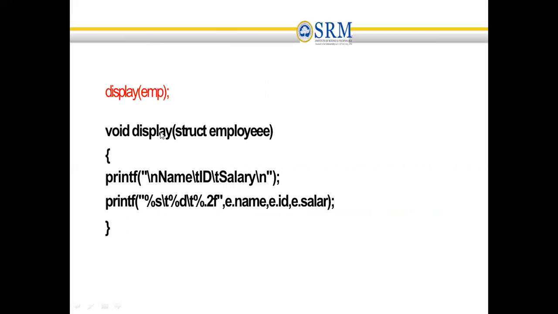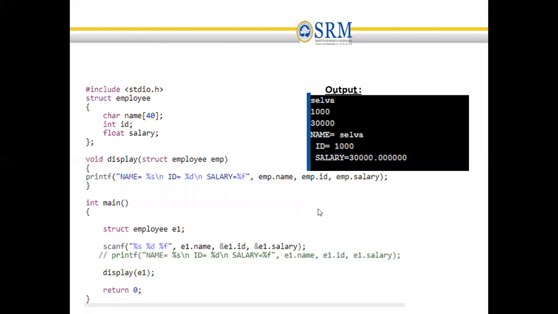Inside the function, the formal parameters will look something like this: struct employee, space E. So E will be the formal argument. Inside the function, you are supposed to use the formal argument, which is E. So let's see with an example.